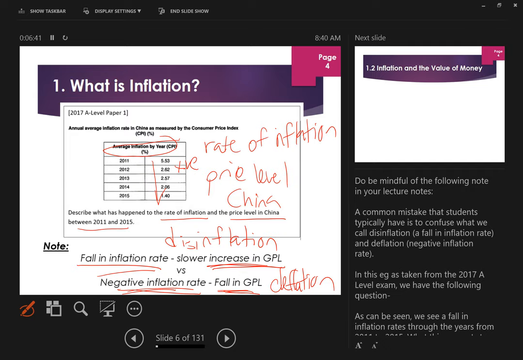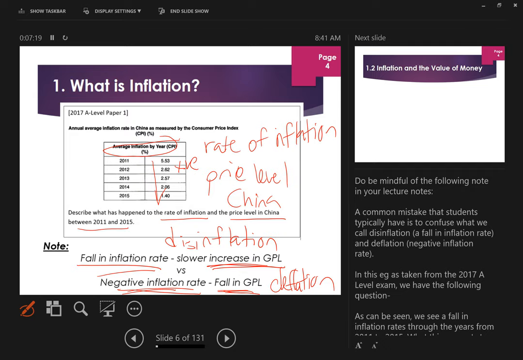Why we highlight this at the start is because over the years, we have realized that this is a very key common mistake students tend to make. So it's very important for us to establish at the start a common understanding of the difference between disinflation and deflation. To highlight one more time, disinflation is when there's a fall in the inflation rate. What this suggests about general price level is that it is increasing but at a slower rate.